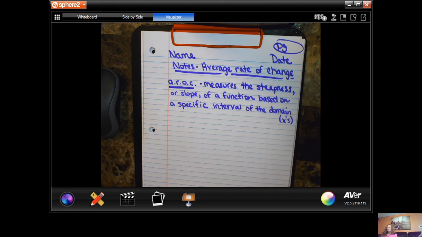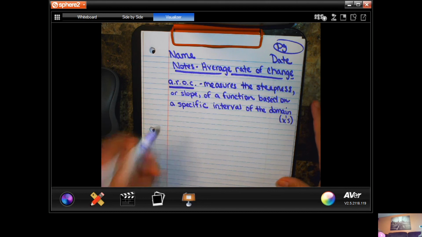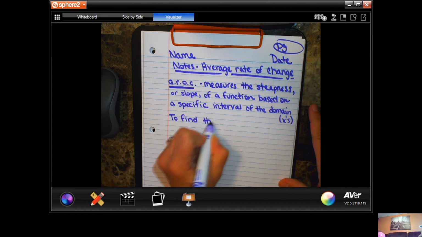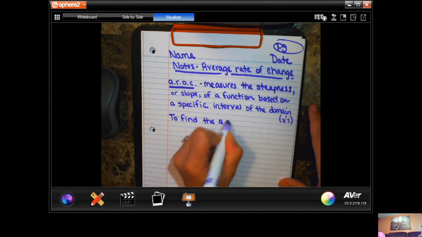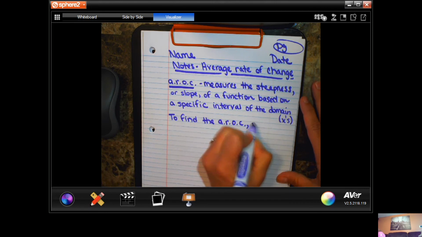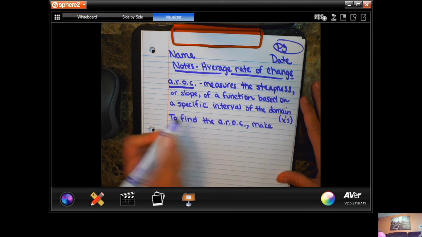So the definition might seem a little bit more difficult than it looks. All you're doing is doing the slope formula to find the average rate of change. So can you write: to find the average rate of change, make a table.